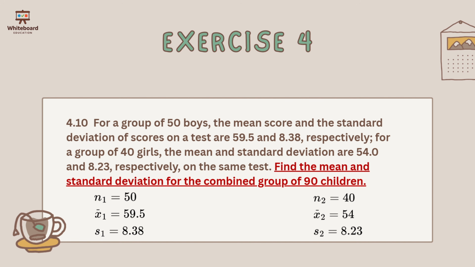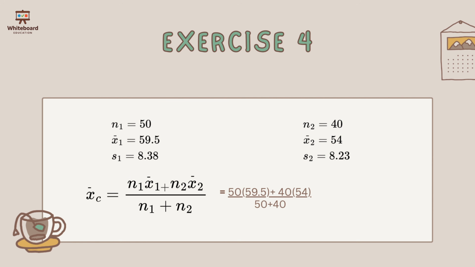If you have watched the previous video, you already know that we are first going to take the combined mean based on the observations: N1 x1 bar plus N2 x2 bar, over N1 plus N2. Place in the values, and we'll get the answer 57.06. Next, of course, our main purpose was to find the combined standard deviation of all the 90 values.